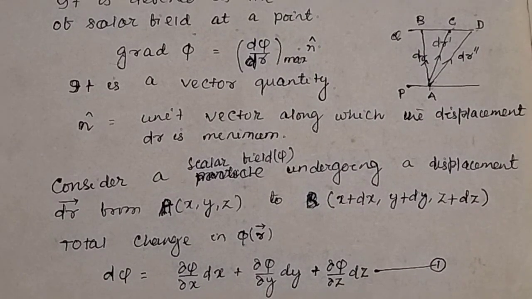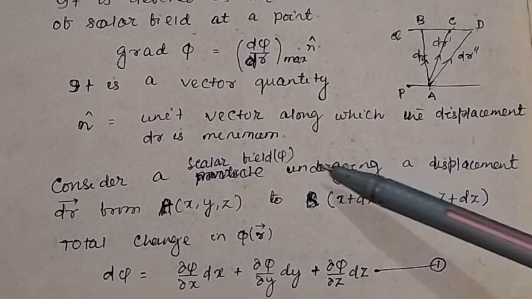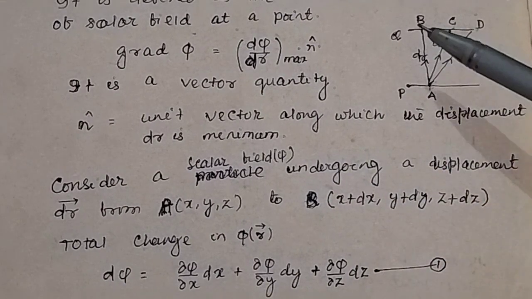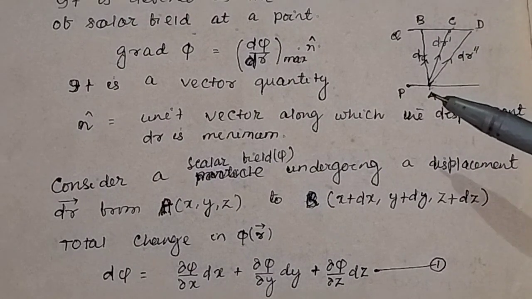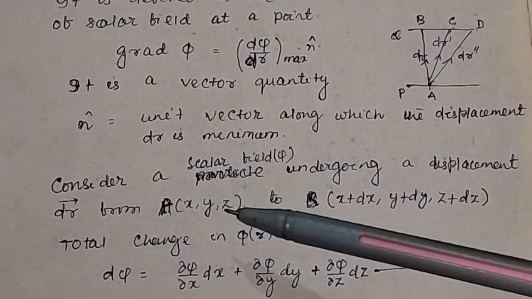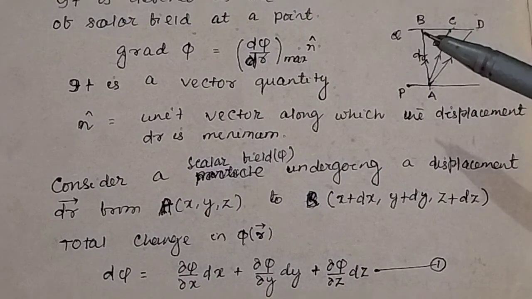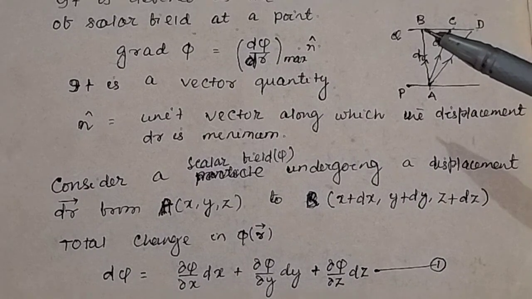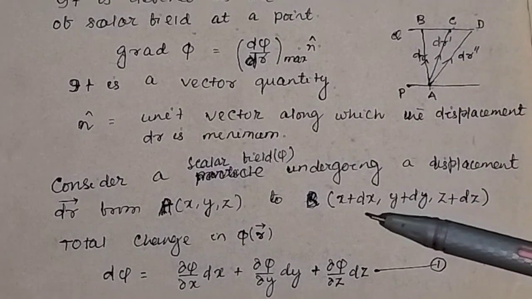Now we will discuss the physics of the gradient of a scalar field. Consider a scalar field, suppose phi, undergoing a displacement dr along this direction from A to B. Suppose the coordinate of A is x, y, z, and the scalar field changes from A to B, where the coordinate of B is x plus dx, y plus dy, and z plus dz.